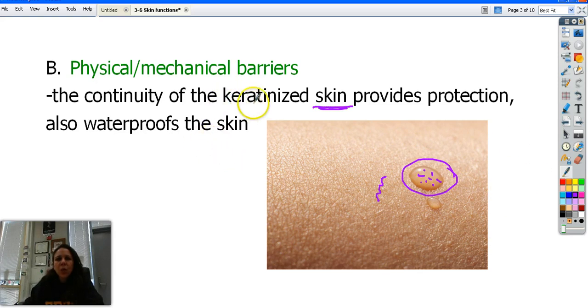The only places where there are openings in the skin, like a cut or a wound, or your eyes, your nose, your mouth, your ears, all those areas are exposed, and so we have different types of barriers keeping things out. But for the most part, the skin does a really good job of that.